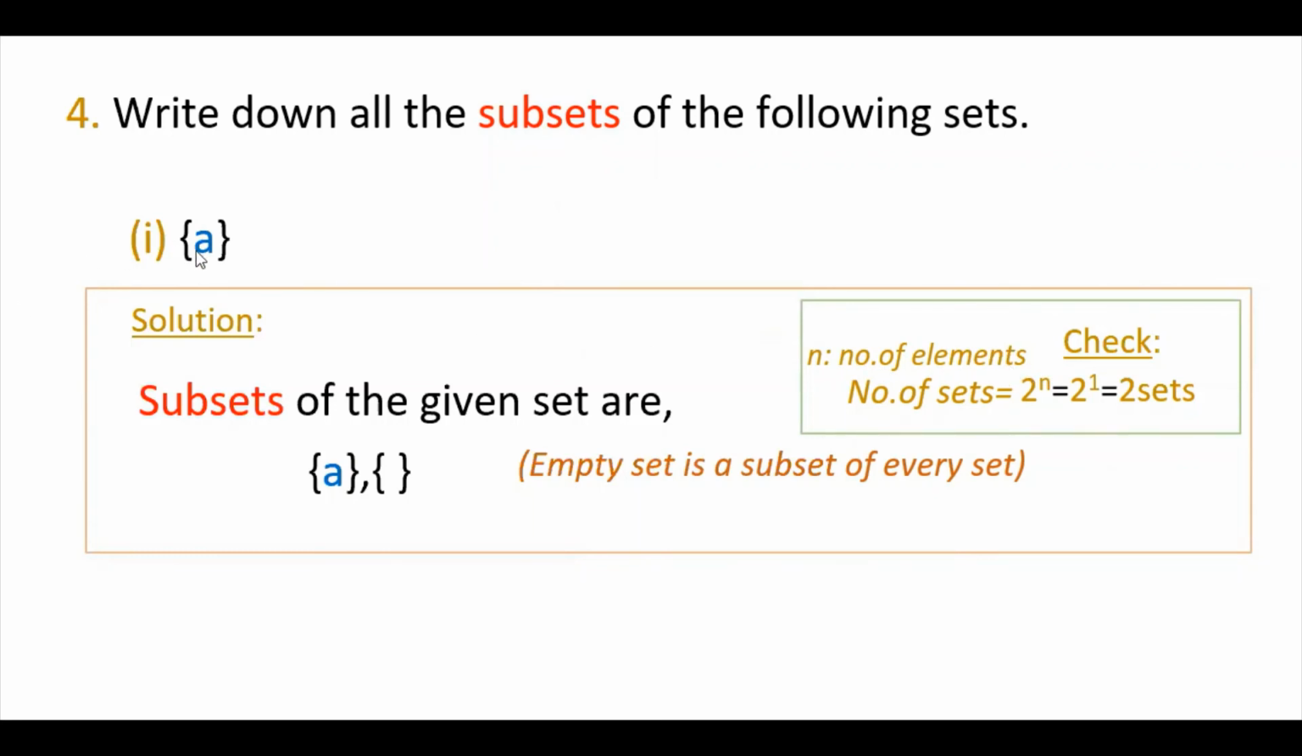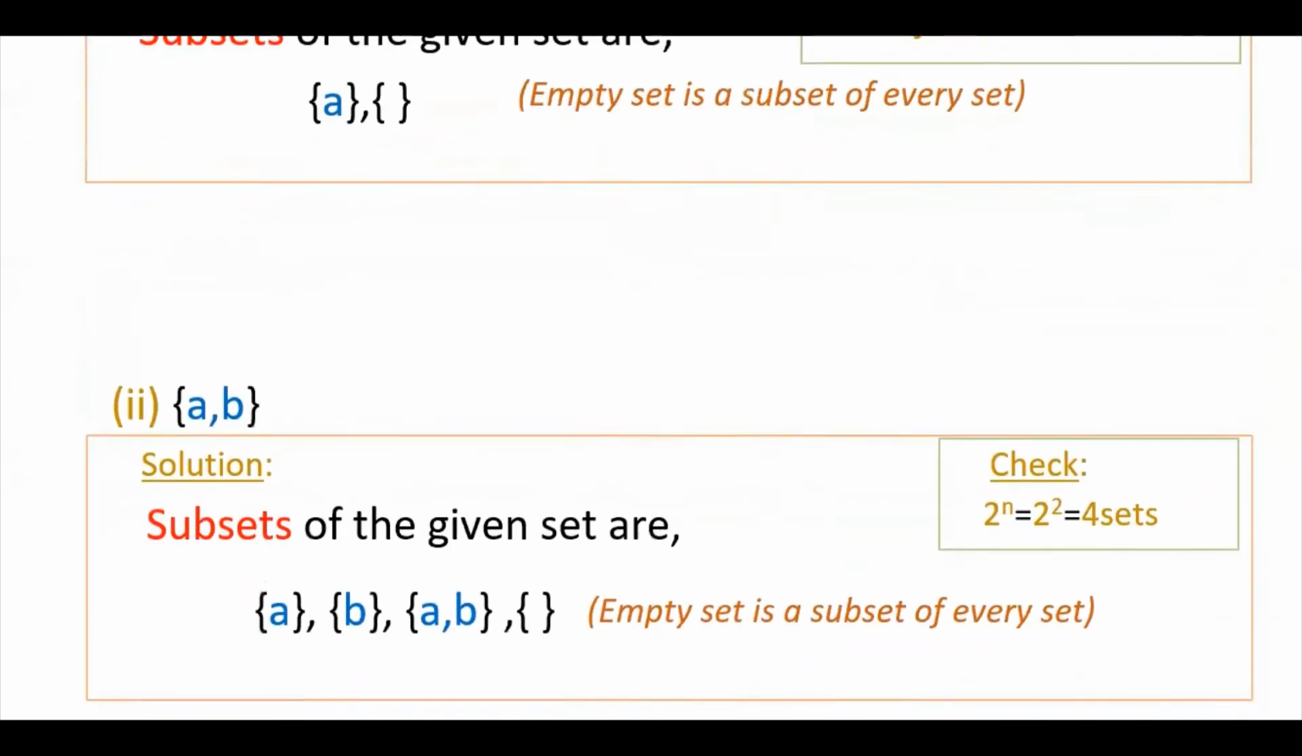So the first one is {A}. This is a set. So here the number of elements is only 1. So subsets of the given set you can write as this one, the only one element. So {A} inside the braces, this is one subset, and an empty set is a subset of every set. So you can write the empty set also. So here there are 2 subsets for this given set. So you can check the number of sets is equal to 2 to the power of n, where n is only one element, that is A. So 2 to the power of 1 is equal to 2 sets. So here the number of sets is 2.